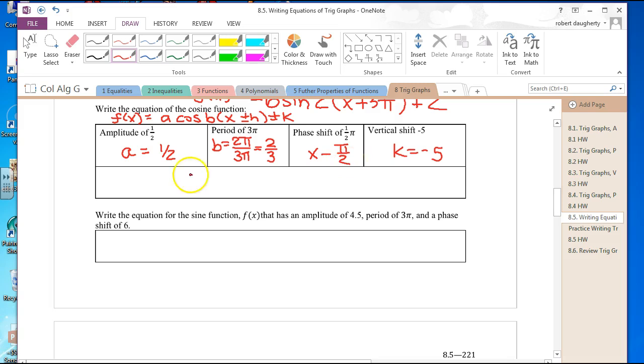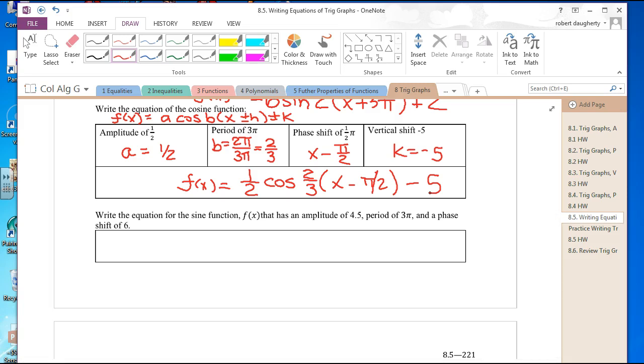So this function, f of x equal, what do I write? 1/2, that's the amplitude. Do I have a negative in front? No, it's not reflected. So 1/2 cosine, what goes next? 2/3. And then parentheses, x minus pi over 2, minus 5. Pretty straightforward, right? Let's look at the next one.